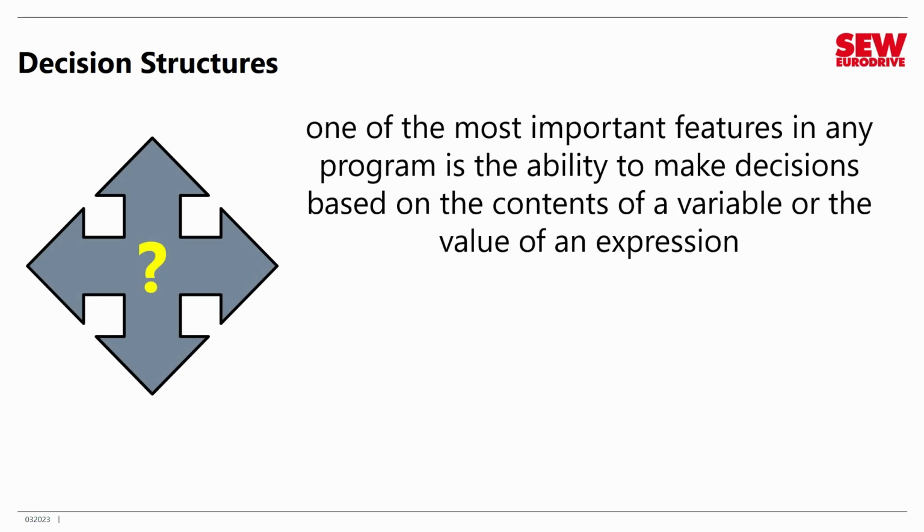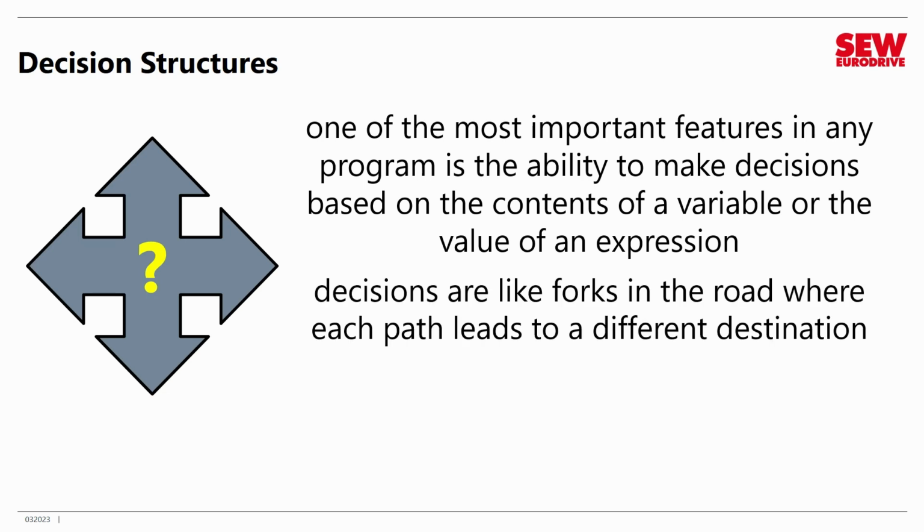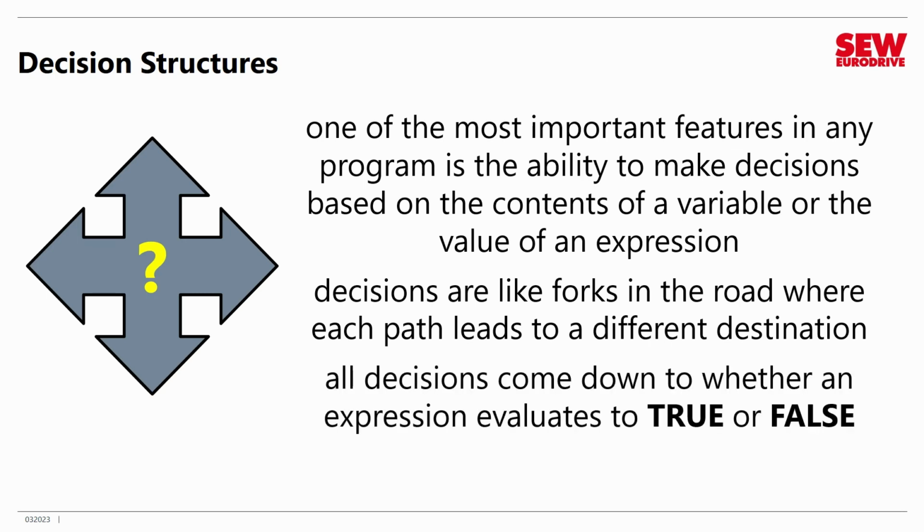One of the most important features in any program is the ability to make decisions based on the contents of a variable or the value of an expression. If you can't check values and make decisions based on them, you really can't write useful programs. Think of decisions like forks in the road, where each path leads to a different destination. All the decisions come down to whether an expression evaluates to true or false. So we're going to be working with a lot of the logical mathematical operations here. We're going to just be getting that 1 and 0 outcome, and that will decide how we go down the decision path.